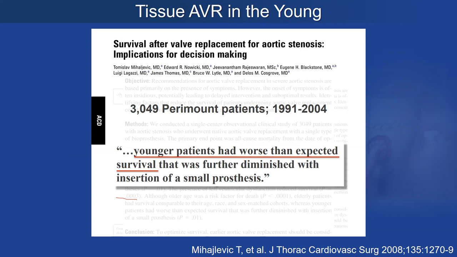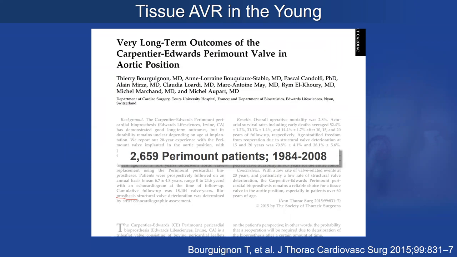This is a study from the Cleveland Clinic looking at over 3,000 patients undergoing tissue AVR, and their conclusions were very similar. Younger patients had worse than expected survival that was further diminished with insertion of a small prosthesis. So introducing the notion of patient prosthesis mismatch, but importantly, the notion that younger patients perhaps have less good survival than the expected in the general population.